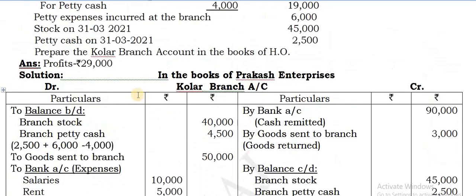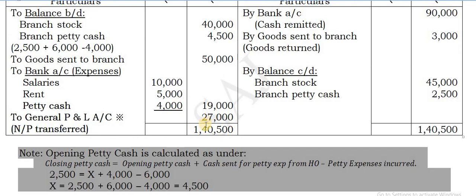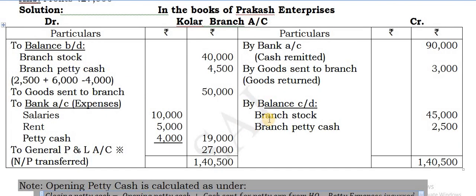There is one mistake in your answers here. It is changed as 27,000. Your answer is wrong, it is 29. It is changed as 27,000 units. Okay. So pause it and you can write it down.